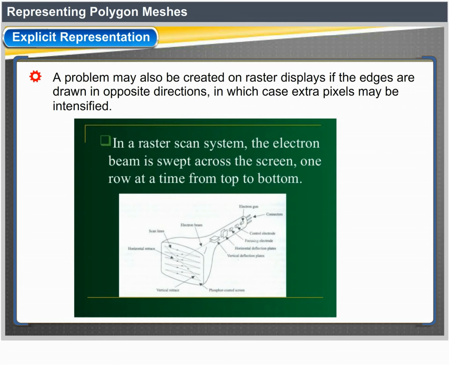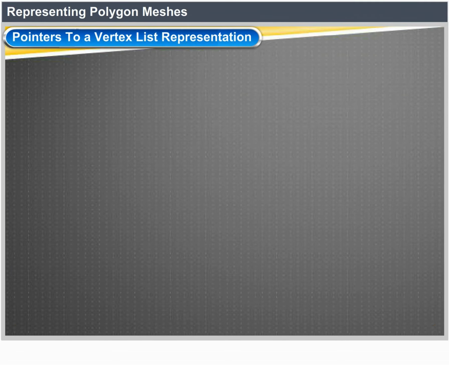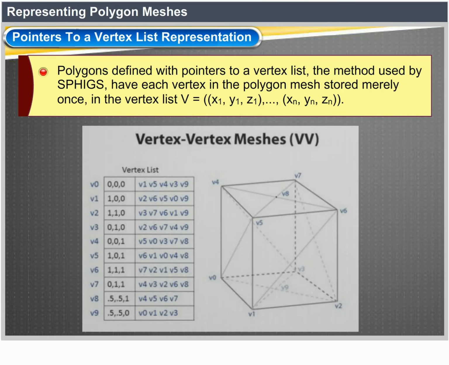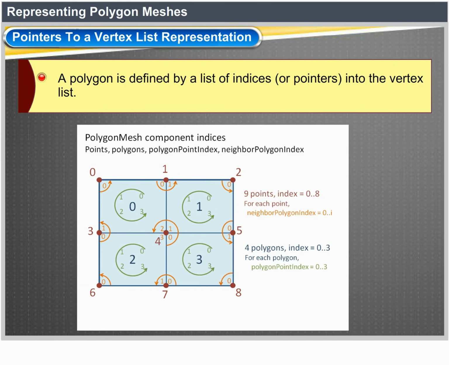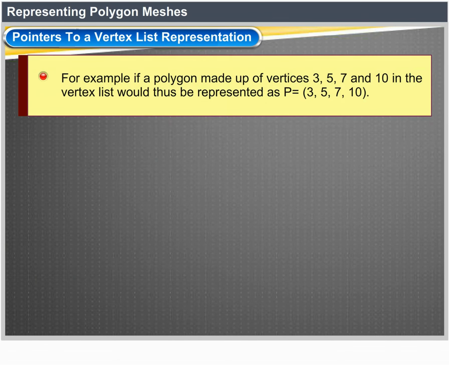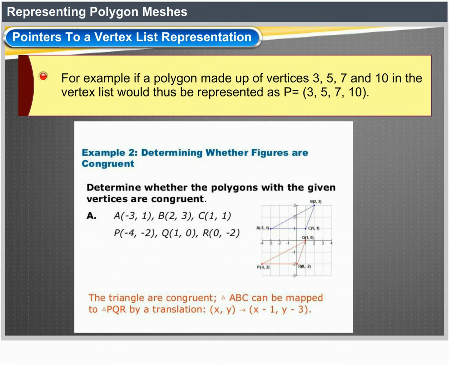Pointers to a vertex list representation. Polygons defined with pointers to a vertex list, the method used by SPHIGS, have each vertex in the polygon mesh stored just once. In the vertex list, V equals (x1, y1, z1) going up to (xn, yn, zn). A polygon is defined by a list of indices or pointers into the vertex list. For example, a polygon made up of vertices 3, 5, 7, and 10 in the vertex list would thus be represented as P equals 3, 5, 7, 10.